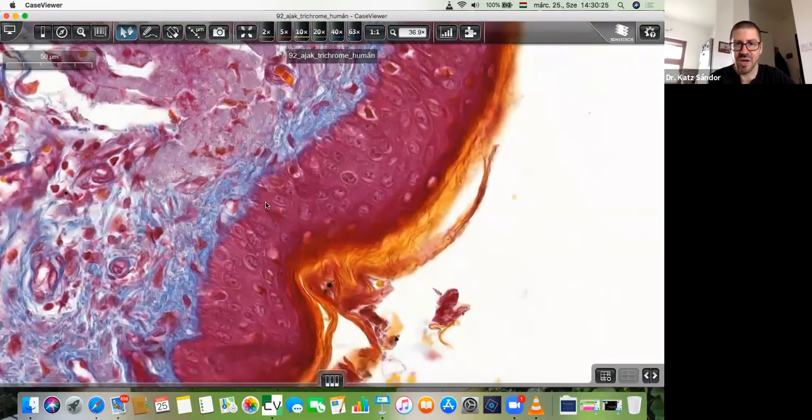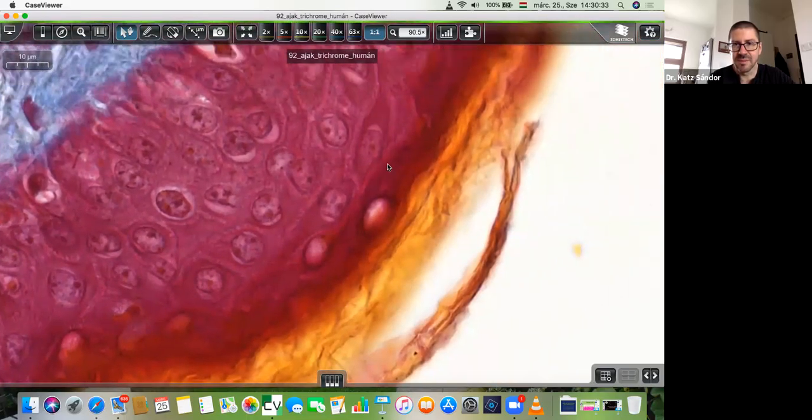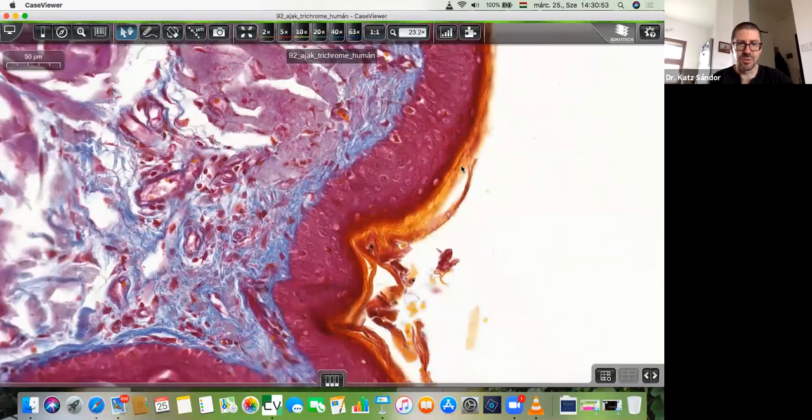Here we have the stratum basale, stratum spinosum, and here we have some granules. So this is the stratum granulosum. You know, as a thin skin, we cannot identify the stratum lucidum, and then there's the stratum corneum. So the typical layers of the stratified keratinized epithelium are presented. So this is the mucosal part.